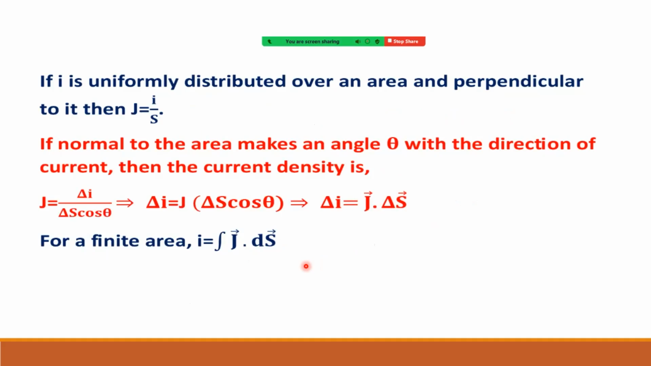Next, we have discussed that if current distributes uniformly over an area and is normal to it, then J equals I by S. And if the normal to the area makes an angle theta with the direction of current, then current density is simply taking the component of the area vector along the direction of current. This is what we have discussed regarding current density.